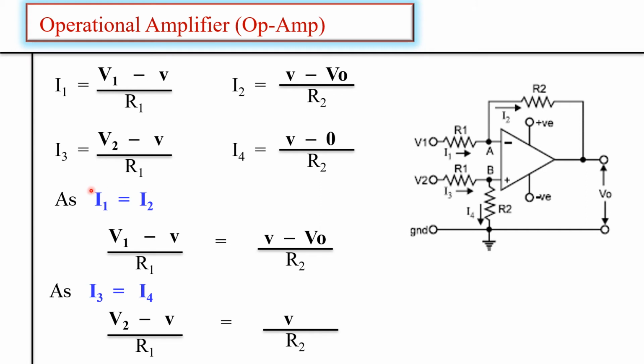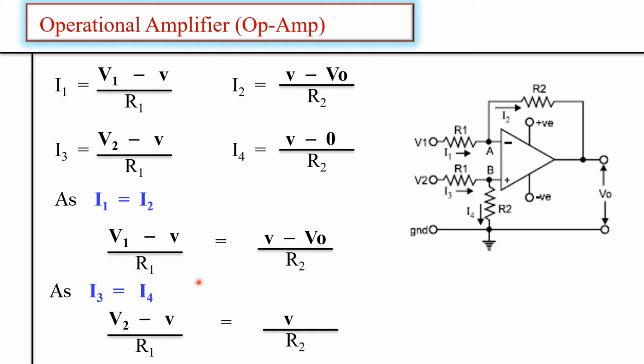As I1 is equal to I2. Why is I1 equal to I2? Because the input impedance of the ideal op-amp is very high, infinite. Therefore, no current will flow through the op-amp. So I1 is equal to I2. If we equate these two expressions, the left hand side is V1 minus V upon R1 equals V minus VO upon R2, right? Similarly, I3 is equal to I4. The current I3 is equal to I4, so V2 minus V upon R1 is equal to V upon R2, right?